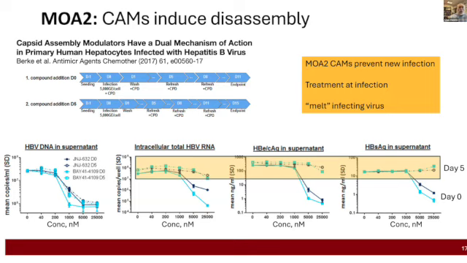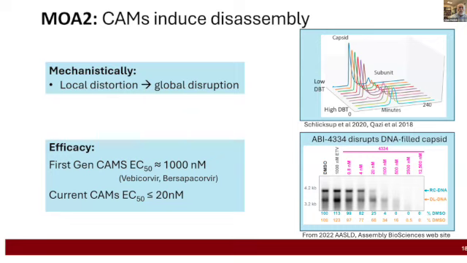Apparently, in mechanism of action 2, CAMs prevent new infection. This effect has to be started at the time of infection, and it apparently works by the ability of the CAMs to melt the infecting virus. And that really does seem to be the case. Here we're using DBT, one of my favorite molecules, to disrupt capsids. When DBT is added to capsids at low concentration, there's really no effect. But above a certain threshold, capsid disappears and subunits and dimers become the dominant species.